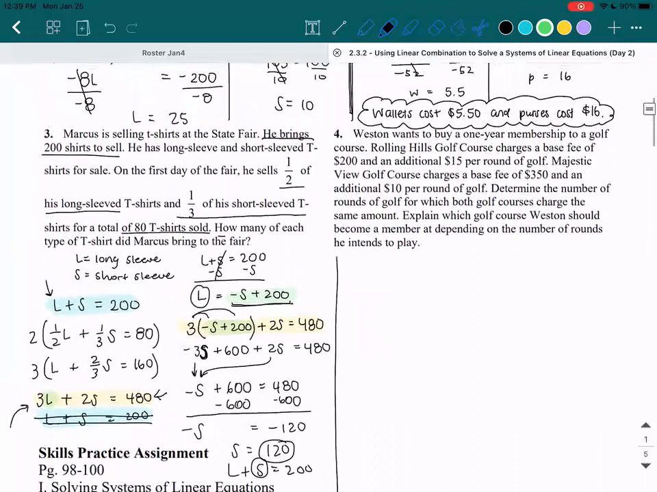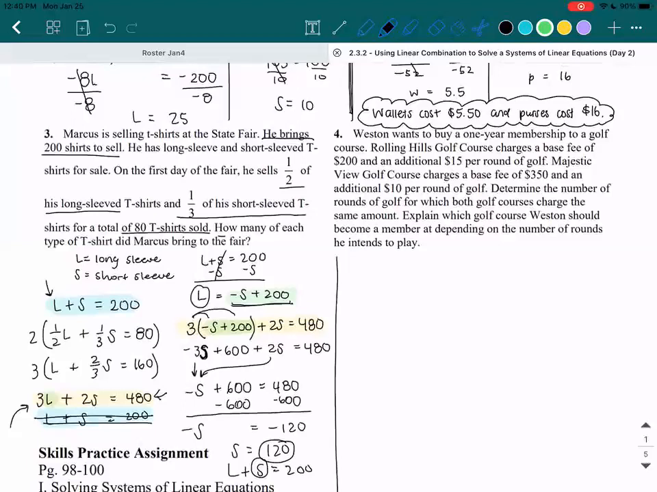Number 4 says, Weston wants to buy a 1-year membership to a golf course. Rolling Hills Golf Course charges a base fee of $200 and an additional $15 per round of golf. Majestic View Golf Course charges a base fee of $350 and an additional $10 per round of golf. Determine the number of rounds of golf for which both golf courses charge the same amount. Explain which golf course Weston should become a member at depending on the number of rounds he intends to play.